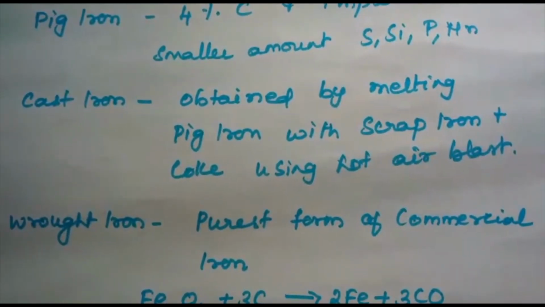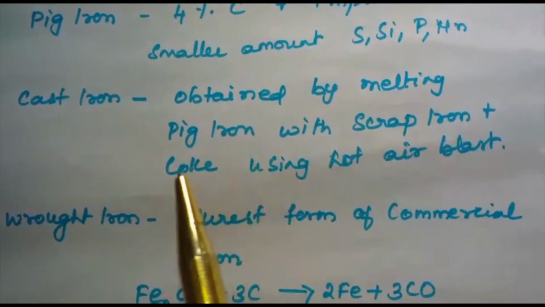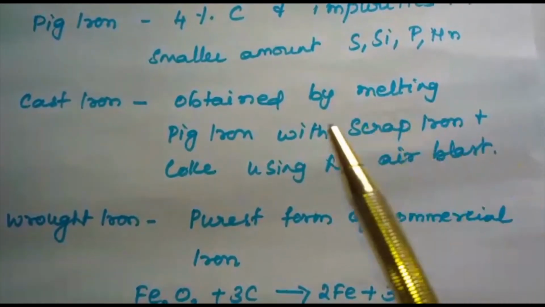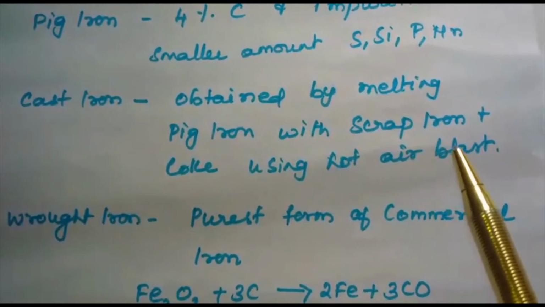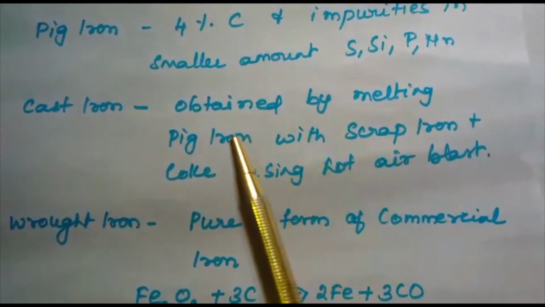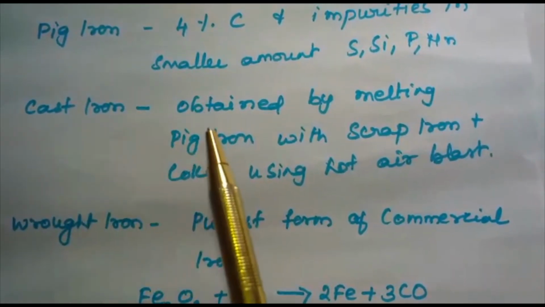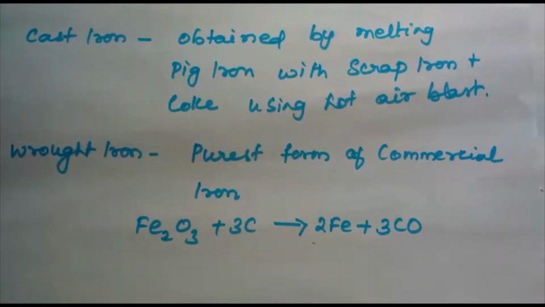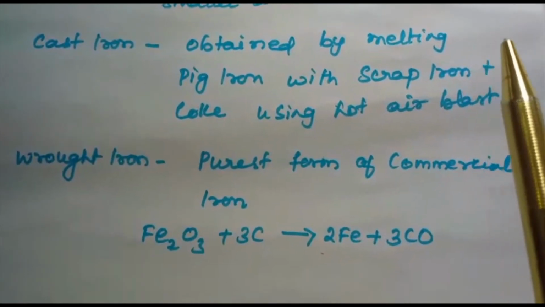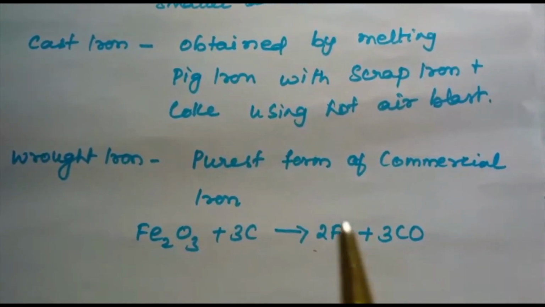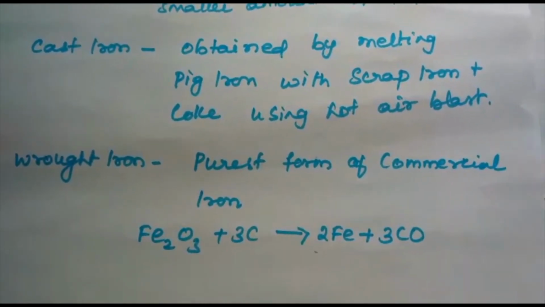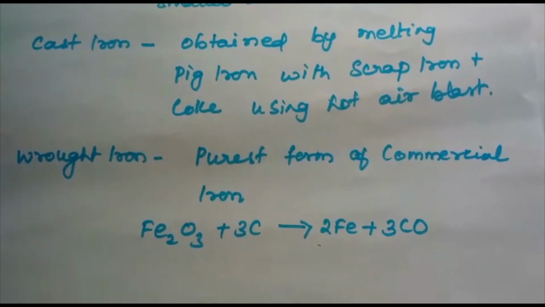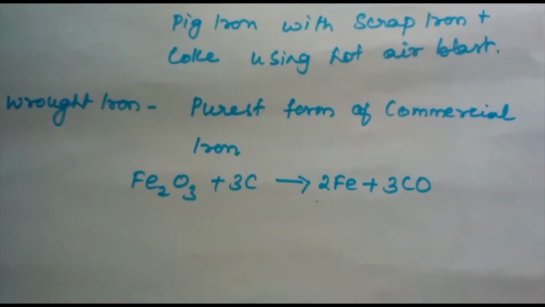Cast iron is different from pig iron, and is obtained by melting pig iron with scrap iron and coke using hot air blast. The percentage of carbon in cast iron is less than pig iron, about 3%. Cast iron is hard and brittle. The purest form of iron and the commercial form of iron is known as wrought iron. This is also known as malleable iron.